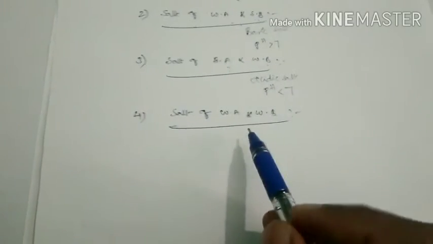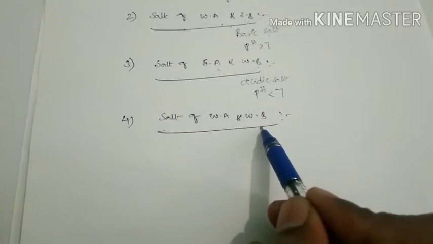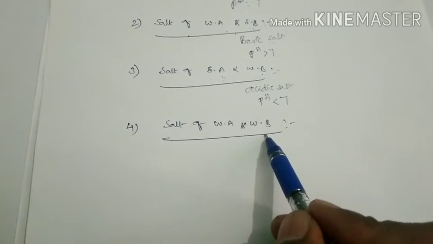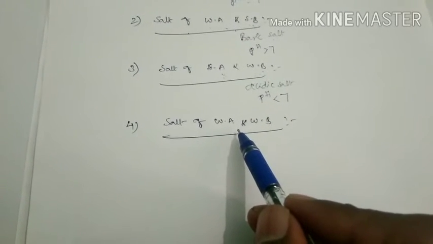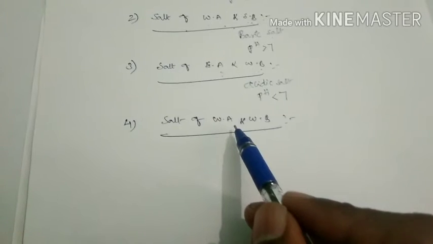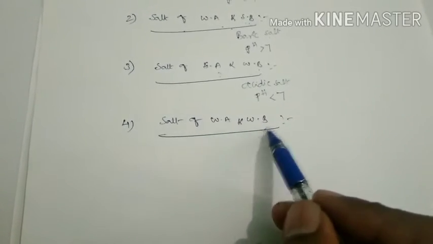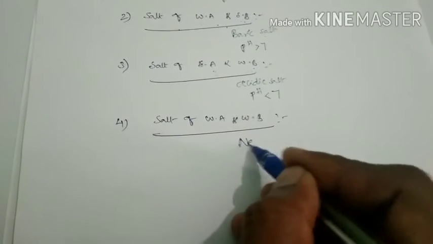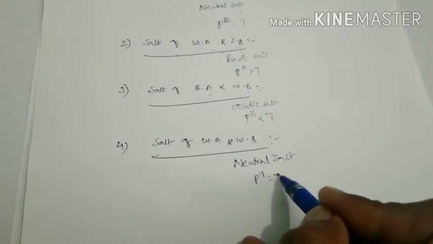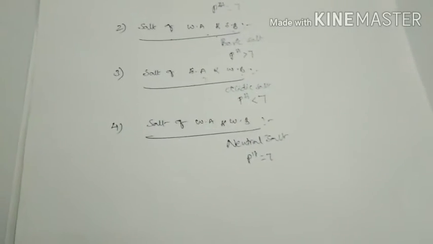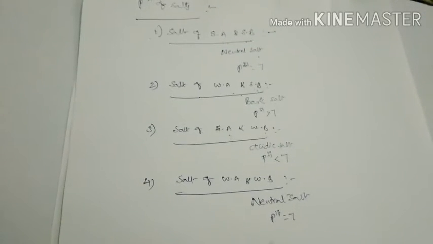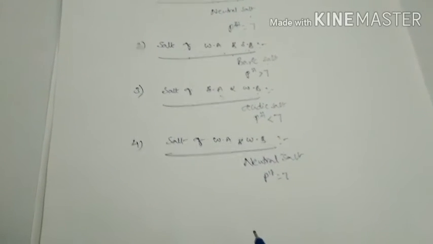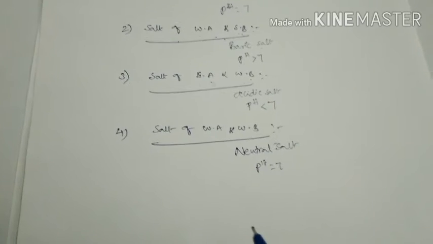And the last one, that is salt of weak acid and weak base. That means this salt is formed from both of weak nature, that means weak acid and weak base. So here both are weak. So this salt is also called neutral salt, as in the first case. So here also the pH value is exactly 7. Both are in weak condition. So this is about pH of salts. Simple, very simple concept.